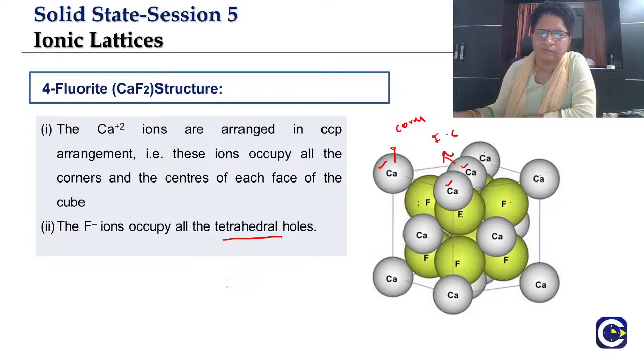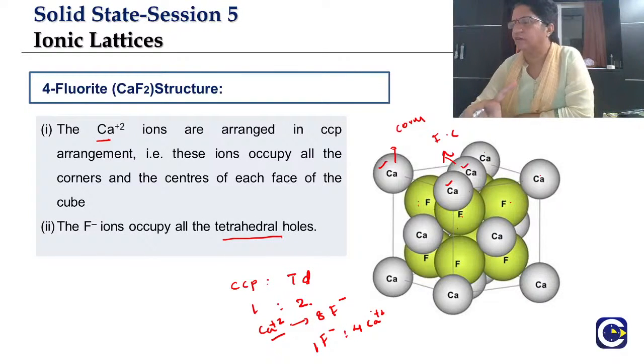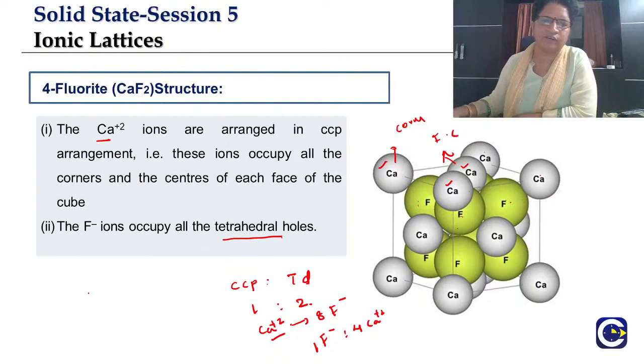Since the ratio of the closed pack structure to tetrahedral voids is 1:2, which is forming the closed pack is the calcium ions. Each calcium ion will be surrounded by 8 fluoride ions, while one fluoride ion will be surrounded by 4 calcium ions. The coordination number in such cases will only be different, but what we have seen till now is NaCl, cesium chloride and zinc sulfide.